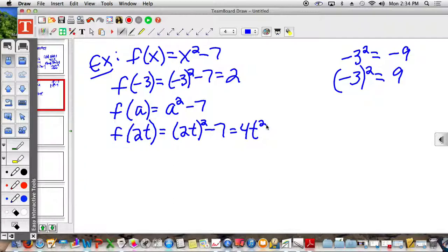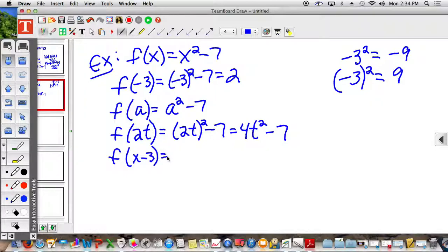Both of those things are being squared, the 2 and the t. Square the 2, square the t, you get 4t squared. And of course you have your minus 7 at the end. Alright, a little bit harder one. Here we go. What is f of x minus 3?